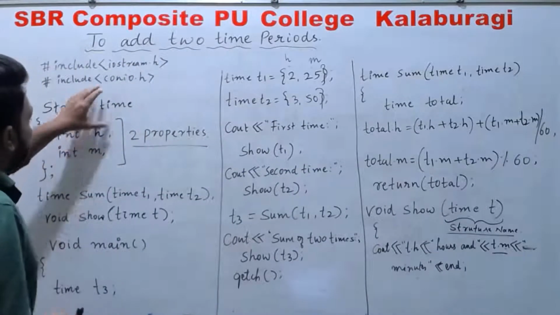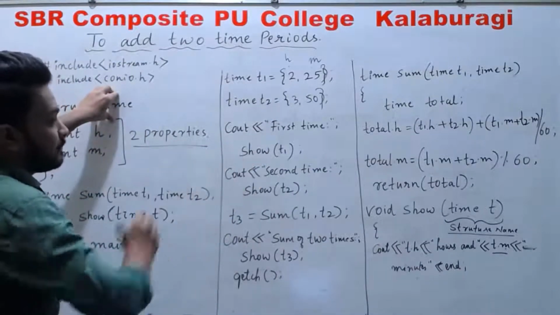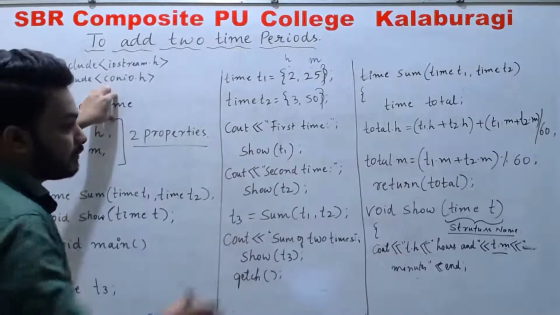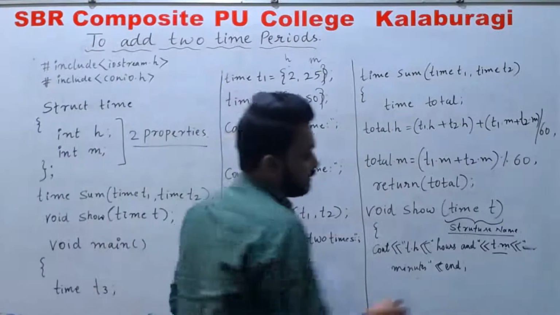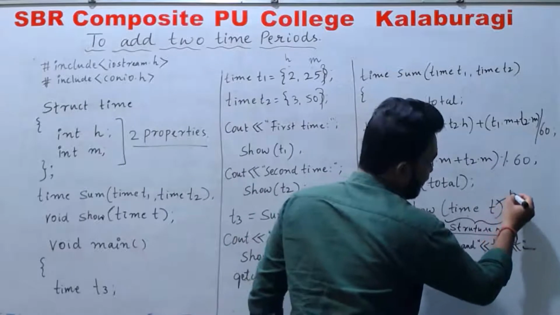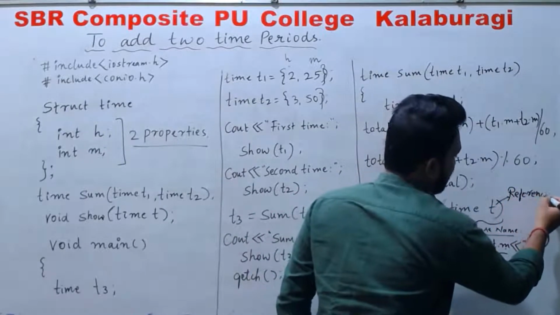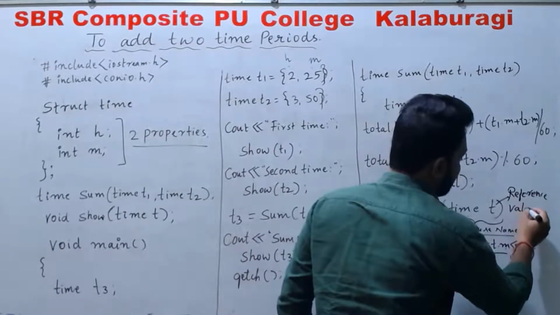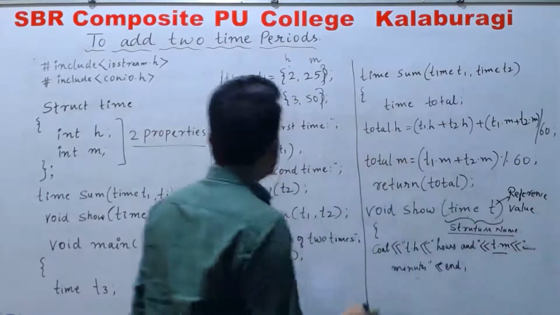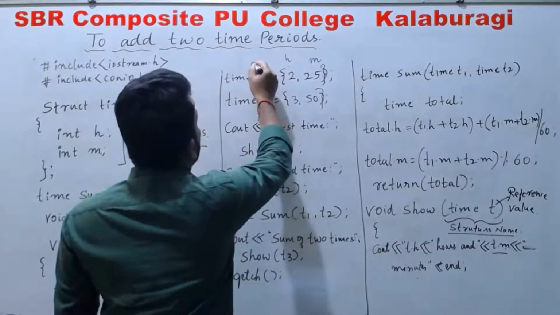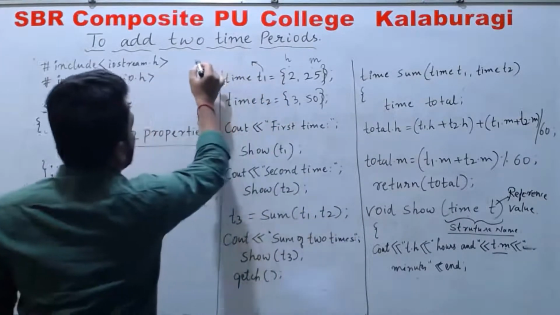So you are writing a structure name with the reference variable. This is the reference variable or reference value, right? T1 and T2 are the reference values.